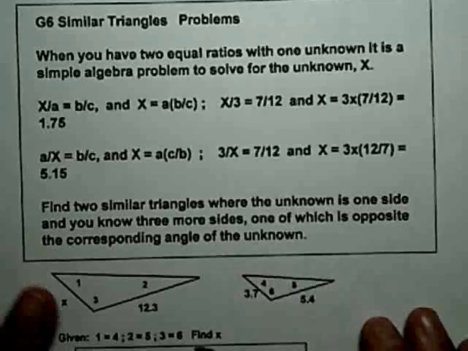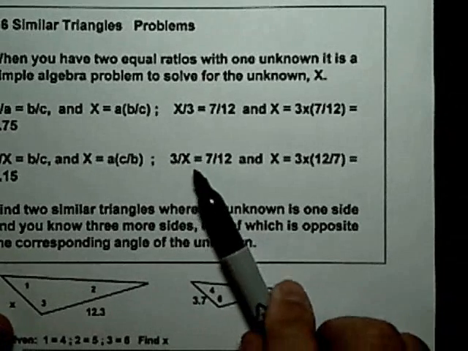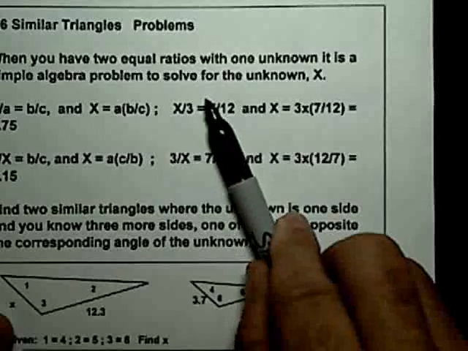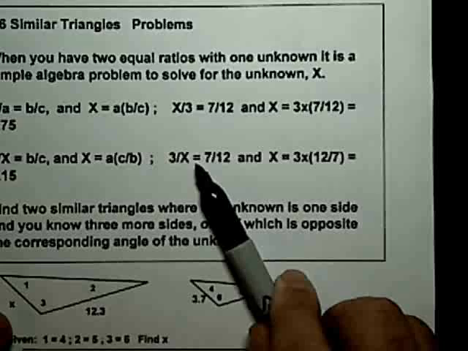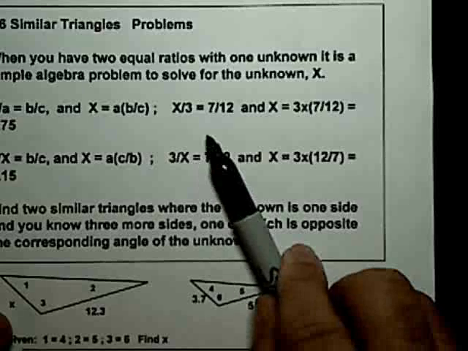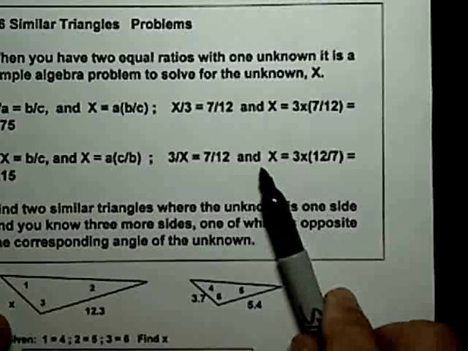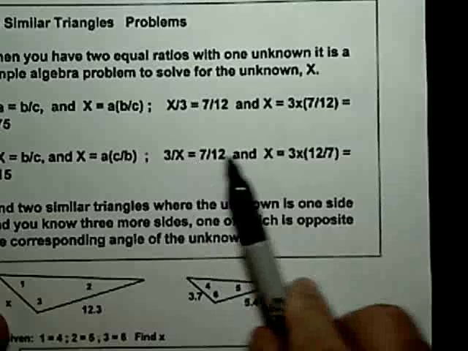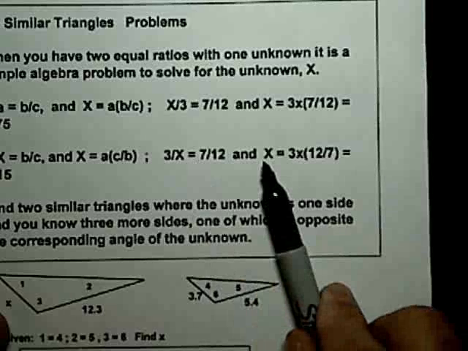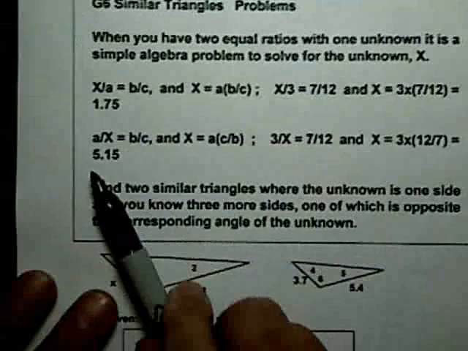So let's take an example here, and let's do the process. You know that 3 over X is equal to 7 over 12. That's a different problem than the top one, and you're going to get a different answer. Well, the first thing you do is you flip it. Get X over 3 is 12 over 7. Then multiply through by 3. We learned this in algebra, so that's why I'm going over it quickly. And if you don't know this, you need to go back and review this section in algebra. So X is equal to 3 times 12 over 7, and that turns out to be 5.15.